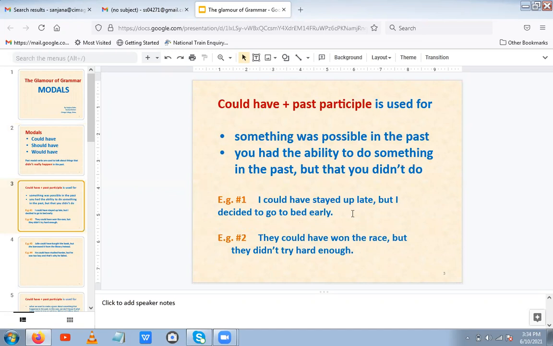Right. I think Rishikesh is reading from the slide. So I could have stayed up late, but I decided to go to bed early.